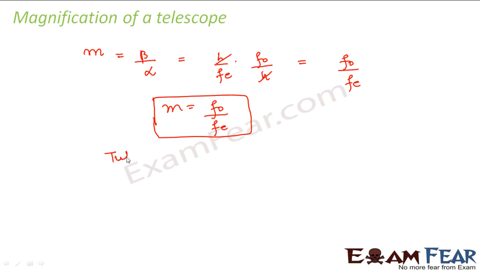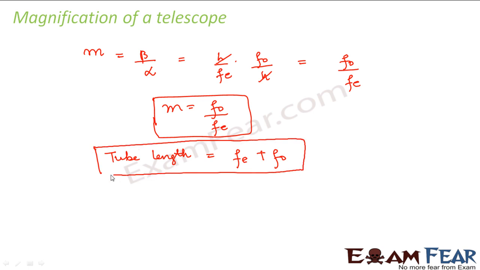Now what is the tube length in this case? In case of a microscope, the tube length was the distance between the second focal point of the objective and the first focal point of the eyepiece. In this case, the second focal point of the objective and the first focal point of the eyepiece lie at the same point. So here we define tube length as focal length of eyepiece plus focal length of objective. This is defined as the tube length in this case.